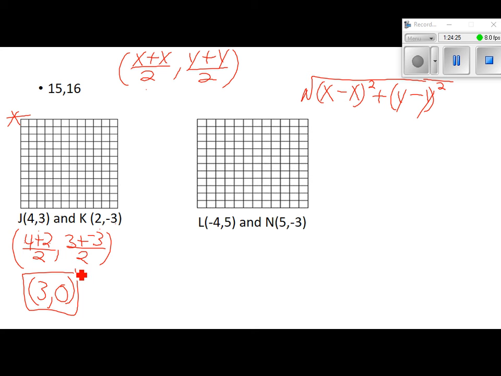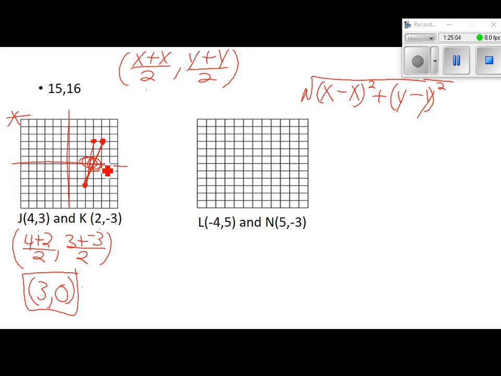Then you have to find the length of that same segment from 4, 3 to 2, negative 3. And if you wanted to look at it, you could draw it on here. Over 4, up 3, that's J. Over 2, down 3, that's K. We just said that the midpoint is 3, 0. So it'd be somewhere right in there, which it looks like my segment is drawn way off. I didn't count right. 1, 2, 3, 4. The point should actually be there. So the midpoint should be right there, which it looks like it about is.